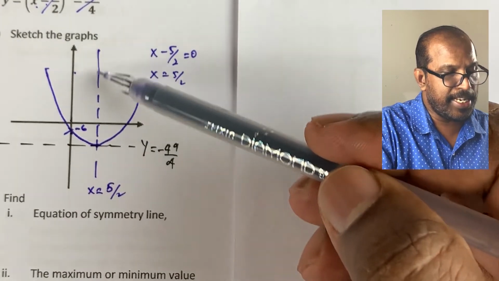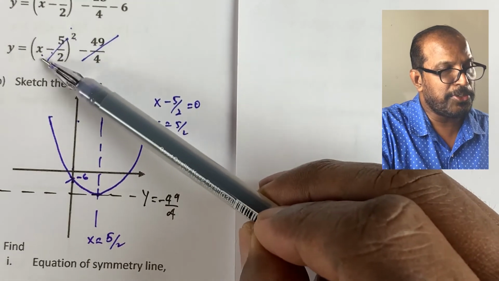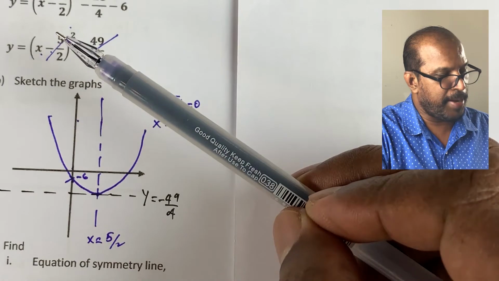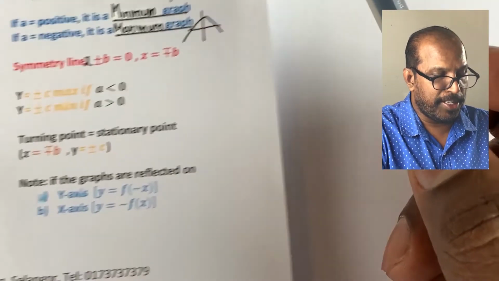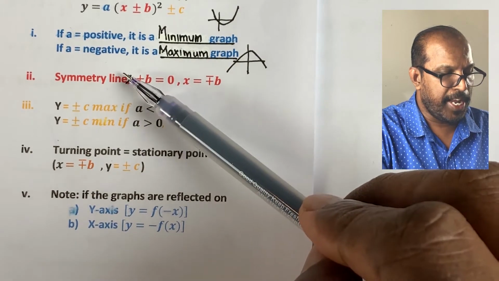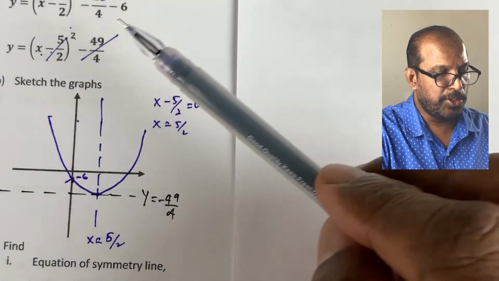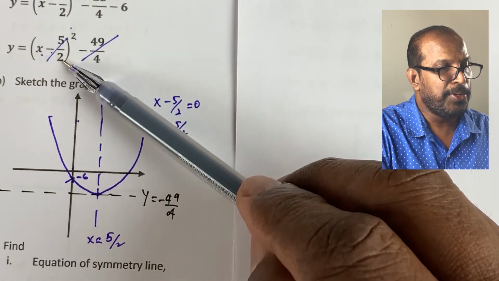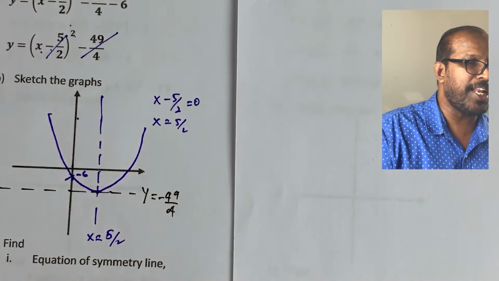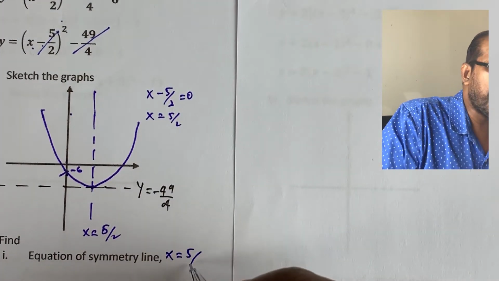This line is equivalent to this part where you make it equal to 0. That means x minus 5 over 2 equals 0, and that's what is mentioned in your formulas. You see, symmetry line: when x plus or minus b equals 0, then simplify this and you get your symmetry line. So here x minus 5 over 2 equals 0, so you get x equals 5 over 2. So the symmetry line is x equals 5 over 2.